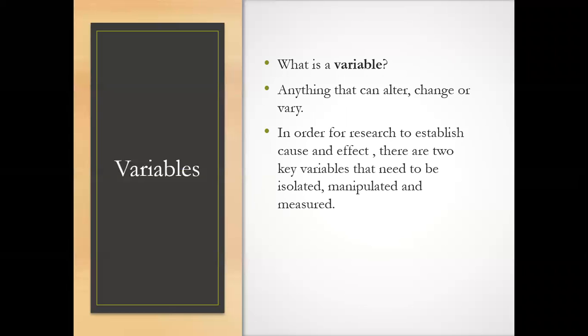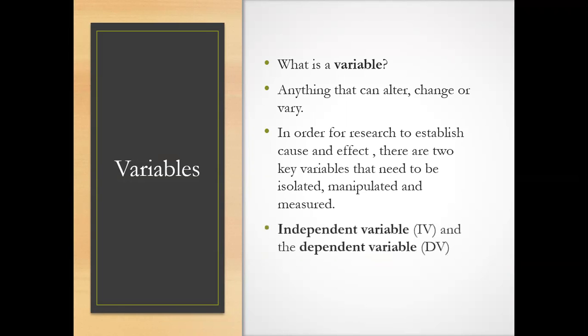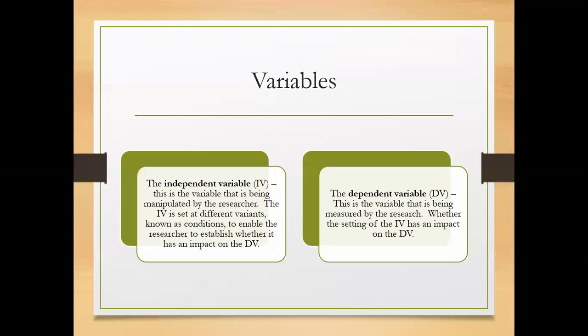So in order for research to establish cause and effect, there has to be two key variables, and I know you know what they are. And these need to be isolated, so that means clearly identified. They need to be manipulated and measured. And these are the independent variable and the dependent variable. You're very familiar with these from your science days at school.